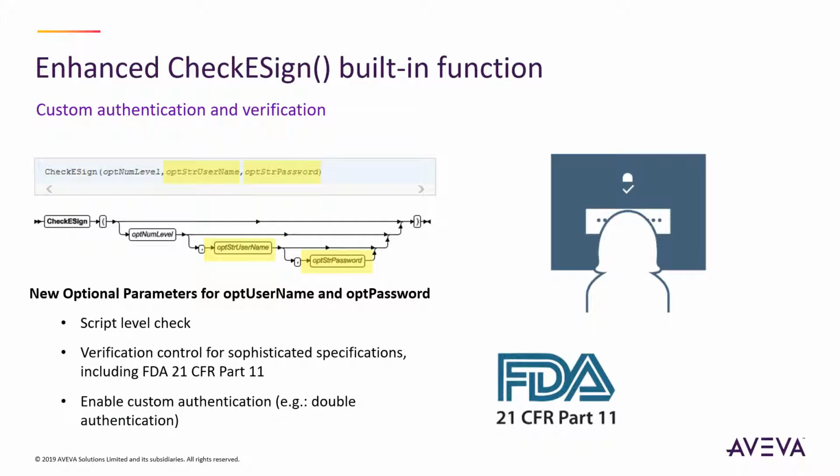Our built-in function check is signed has also been enhanced again to make projects more flexible and even more secure. So we already had the function before where we check the electronic signature that is passed there, but now you can pass as an optional parameter a user and a password so we can authenticate directly on the script level. We had that feature using a user interface, but now we have that on script level with several benefits. So script level check, verification for sophisticated specifications on FDA 21 CFR Part 11, and also allowing some custom authentication. For instance, we have scripts where two users are going to have to enter the user and passwords to electronically sign before the script is executed. Now we are capable of doing that.